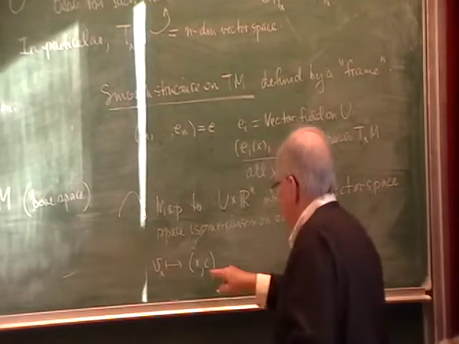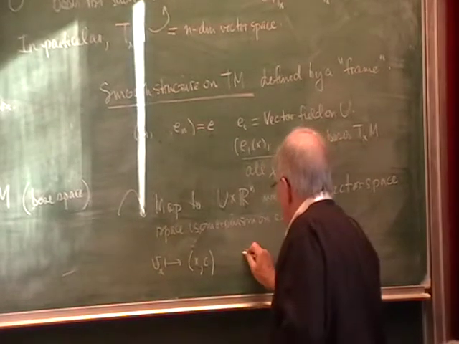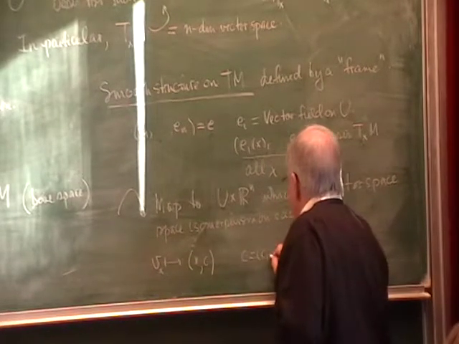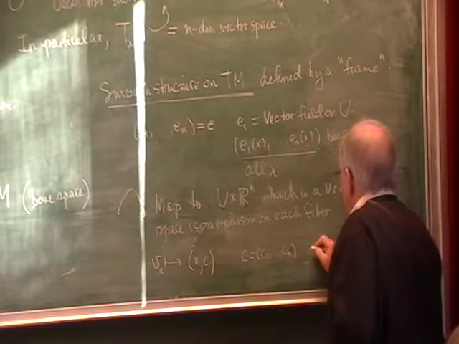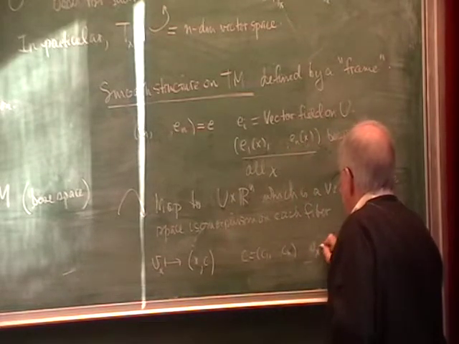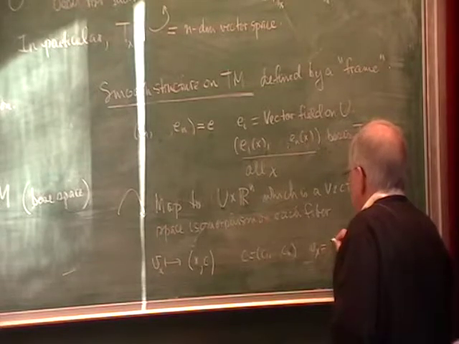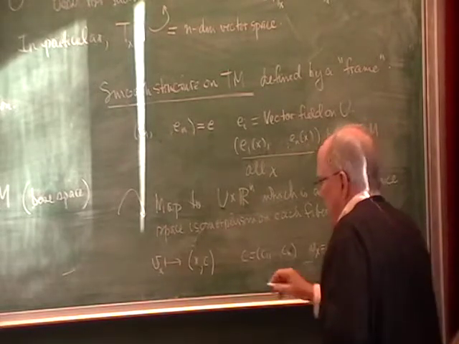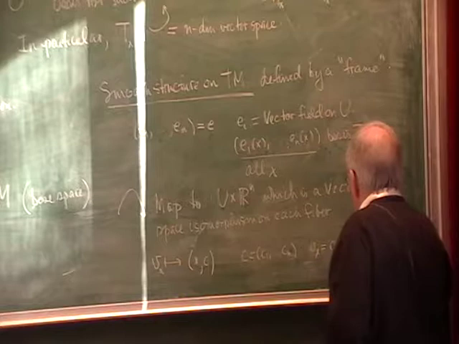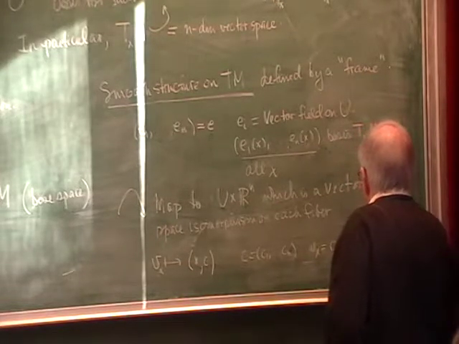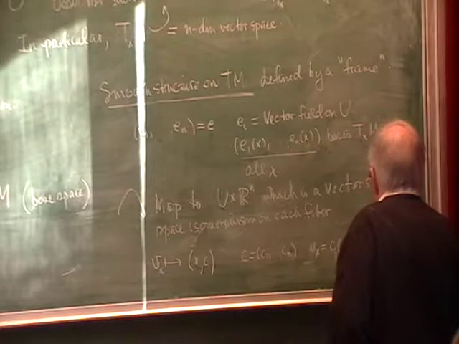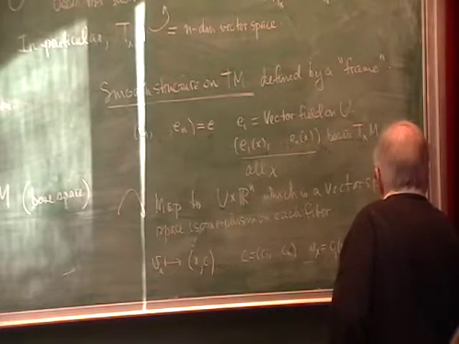So the coordinates with respect to the frame are C equals C1 through Cn, if you like. I think it should be a row vector. And it means that V of x is a linear combination: C1 of V, E1 of x, to Cn of V, En of x.